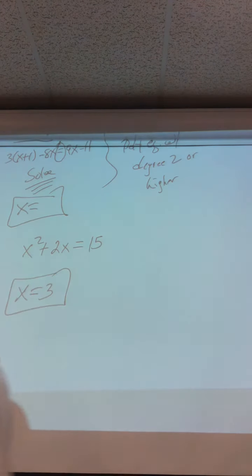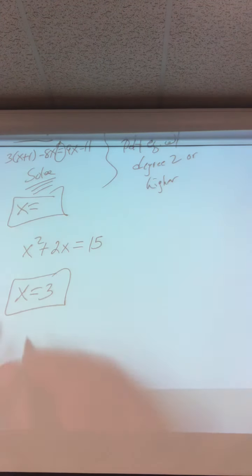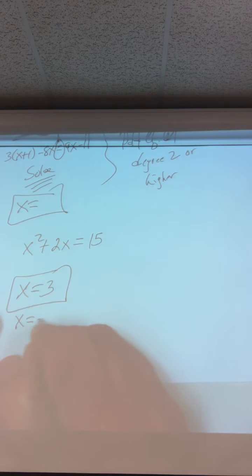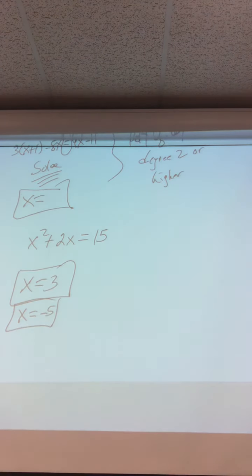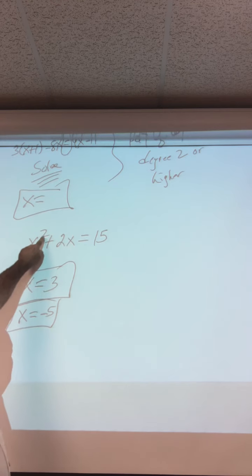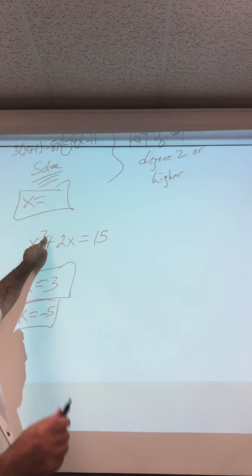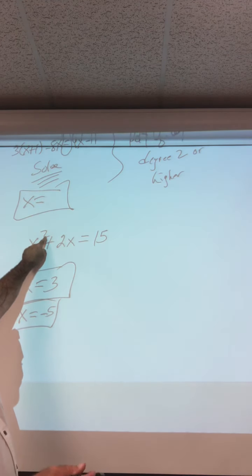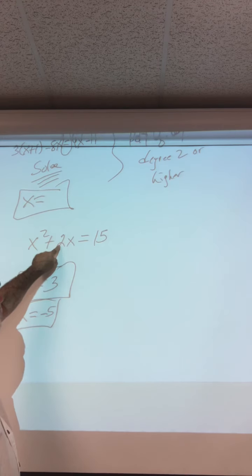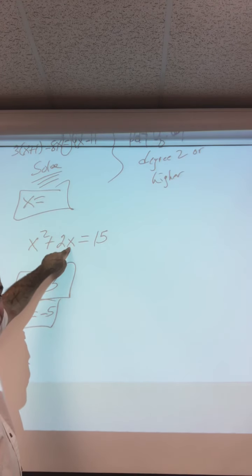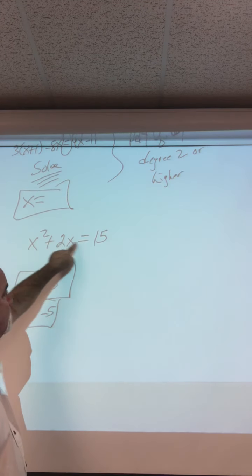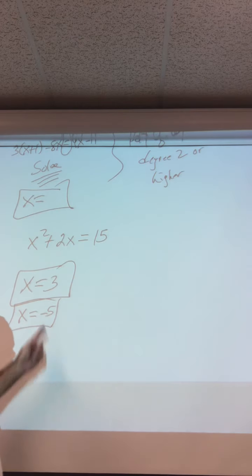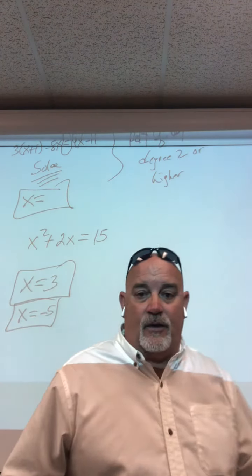But it turns out there's another answer to it. -5 is also an answer. Let me show you why. What's -5 squared? -5 times -5 is a positive 25. Plus, what's 2 times -5? -10. A positive 25 minus 10 is a positive 15. So that works too.